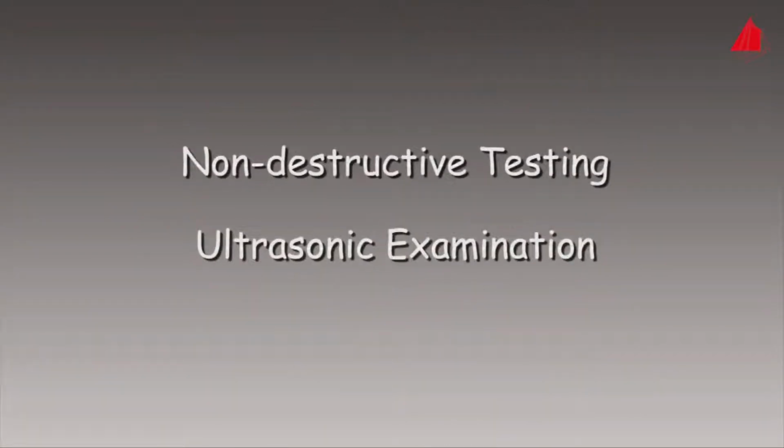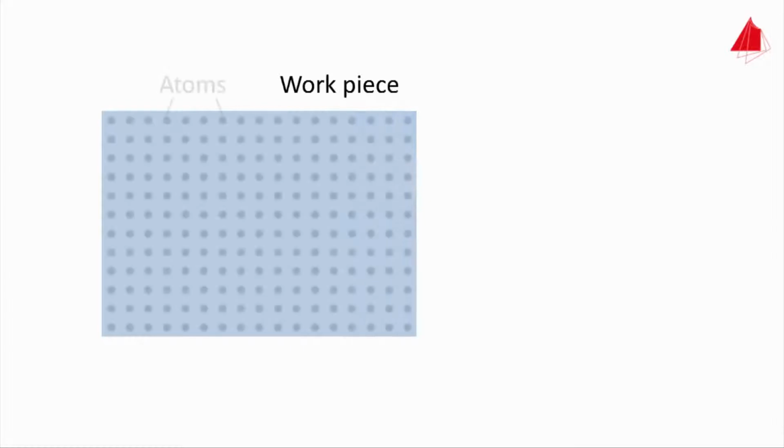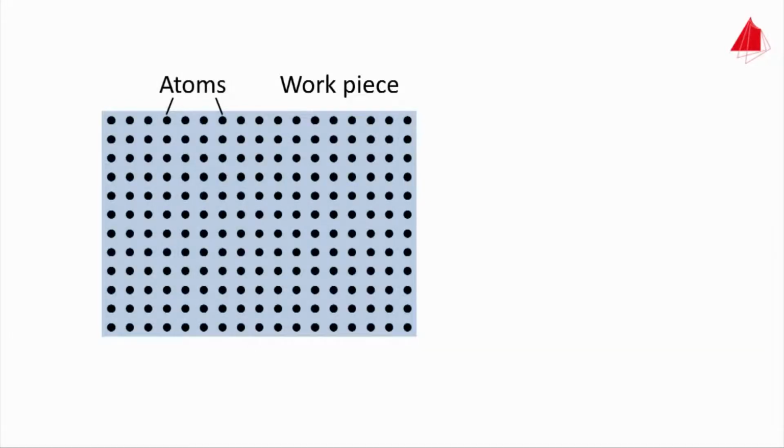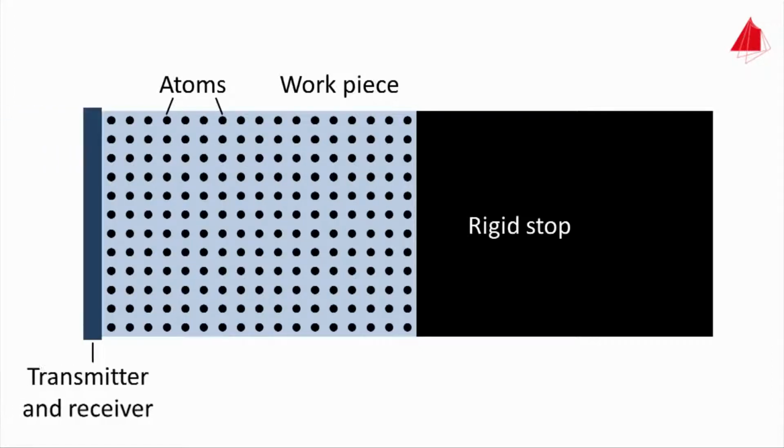Non-destructive testing. Ultrasonic examination. The basic principle of ultrasonic testing of materials is the propagation and reflection of sound waves. As an example, a cylindrical workpiece is shown in the animation. The longitudinal section through the cylinder shows the position of the atoms, extremely magnified and simplified as a single crystal. To begin with, a rigid unyielding stop is attached to the right front end of the cylinder. At the left front end, a disc is installed. It will be used to transmit and receive sound waves.